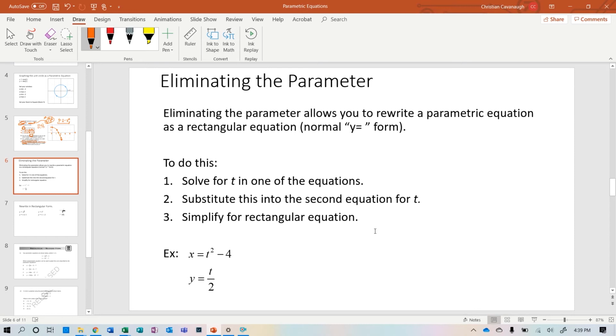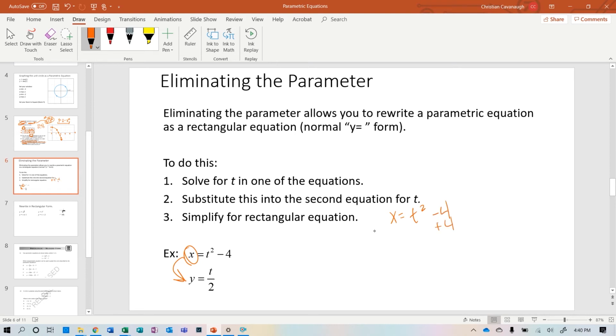So basically, we need to solve for t in one of the equations. I prefer to solve for t in the x equation so that I can put that into the y equals equation, just because that's more like what we're used to. So we're going to solve for t in the x equation. So we start with x equals t squared minus 4.